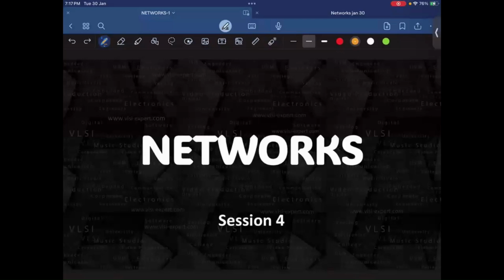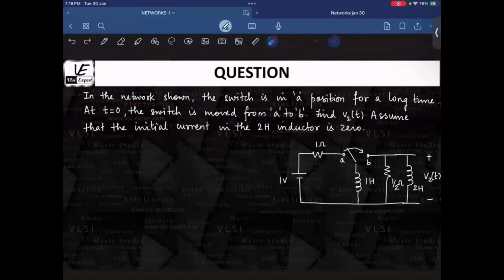So in this session, let us solve some more problems on transient analysis and switching networks, and this time consisting of capacitance, inductors, resistances all together. Here the arrow indicates that the switching is happening from A to B at time t equal to 0, and you have to find this voltage. So basically you have to find an expression for that voltage.